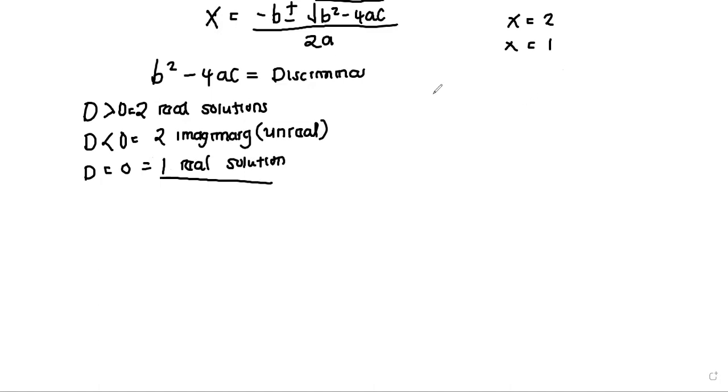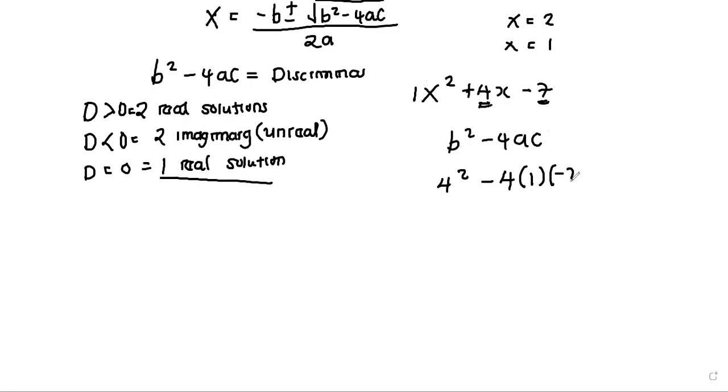So let's take a look at an example. Let's say I've been given x squared plus 4x minus 7, and they ask us to describe the type of roots that this function has. We know that our a is equal to 1, our b is 4, and our c is negative 7. So all that we need is b squared minus 4ac. Our b is 4, so we say 4 squared minus 4 multiplied by our a, which is 1, and our c, which is negative 7.